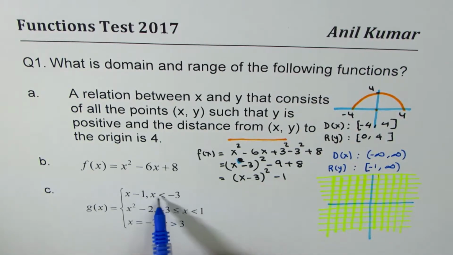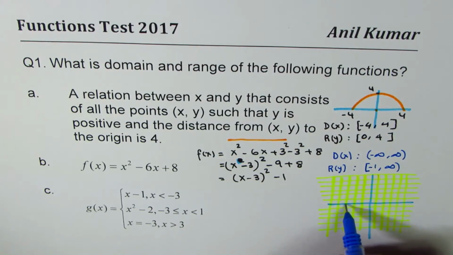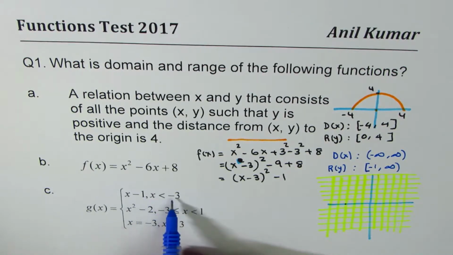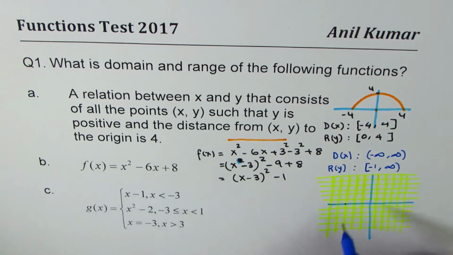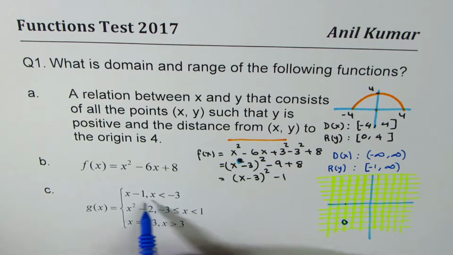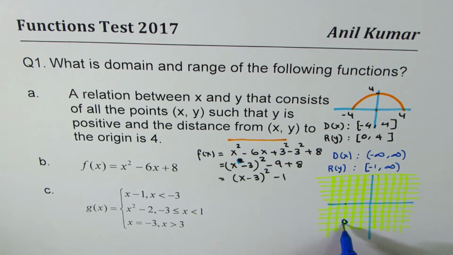Now, when x is less than minus 3, that means minus 1, minus 2, minus 3, this place, it's a linear function. So if I substitute minus 3 here, I get minus 4. So I could come down 1, 2, 3, 4. So that becomes a hole since it is less than, right? And if I write minus 4, I get minus 5. It's a linear function, a line like this. Slope is positive, right? So this is minus 4 for us.